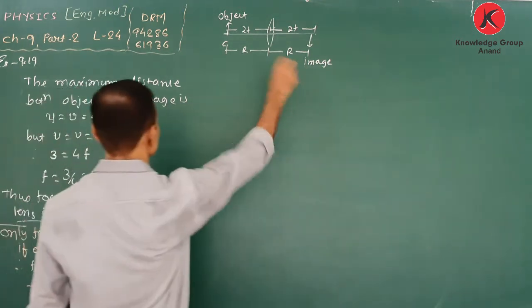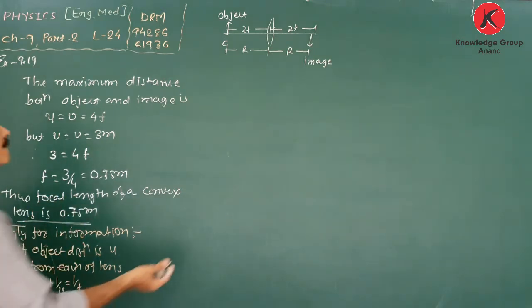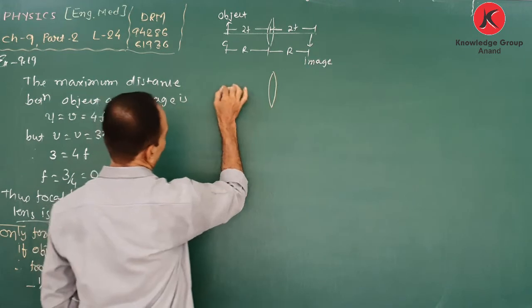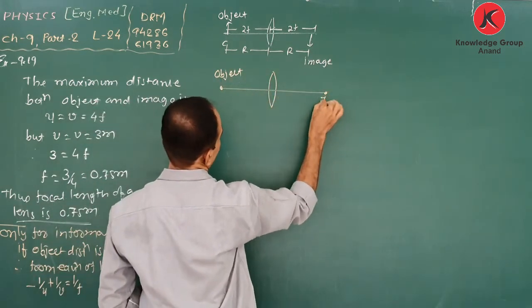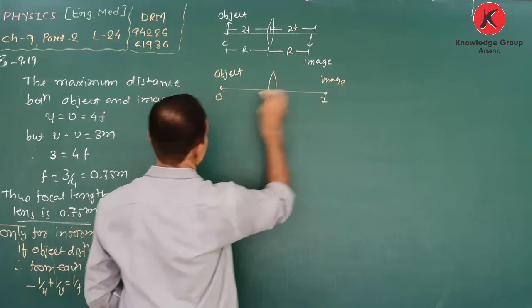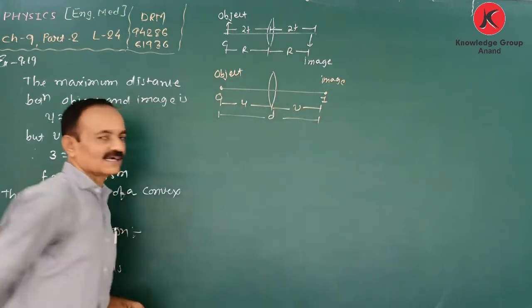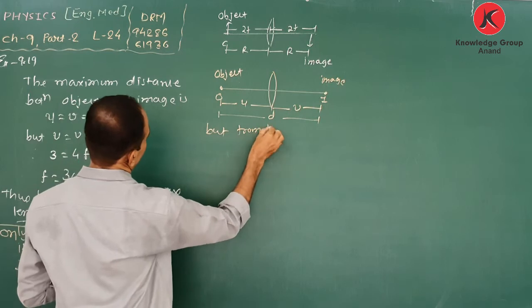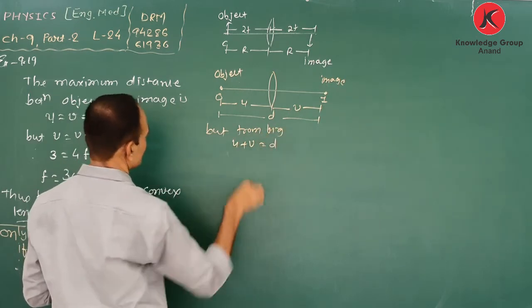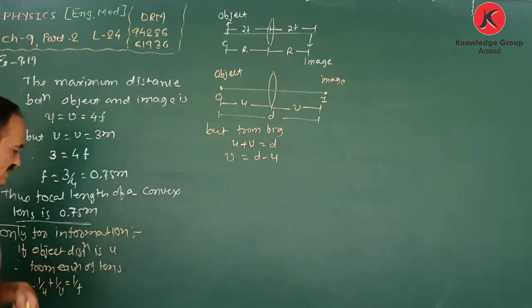Okay. Now we want the relation u plus v is equal to 4f. For that purpose, we consider one more diagram. That is the object O, that is the image I. That is the object distance u, that is the image distance v. The total distance is d. From the figure, u plus v is equal to d. Therefore, v is equal to d minus u. Here, the object distance is negative, minus u.